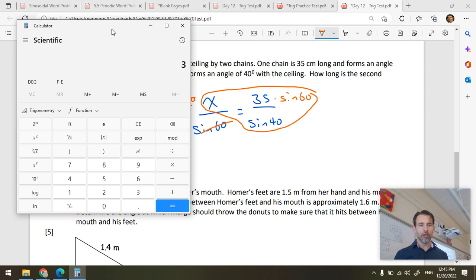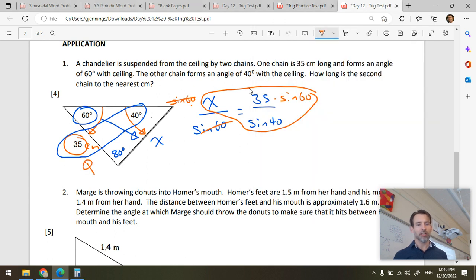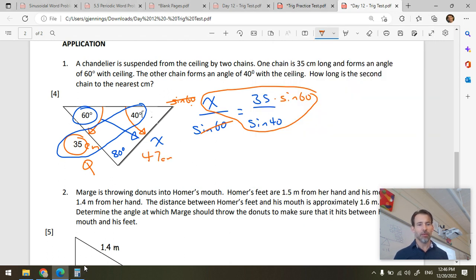Clear everything. 35 times 60, but I take the sine of it. It's like 8.66. 8.66 equals this, divided by 40, but I take the sine of it, equals 47 centimeters. Would you believe that if that's 35 centimeters, that this is 47? Did I round correctly? 47.1? Yeah, 47. So this is 47 cm.